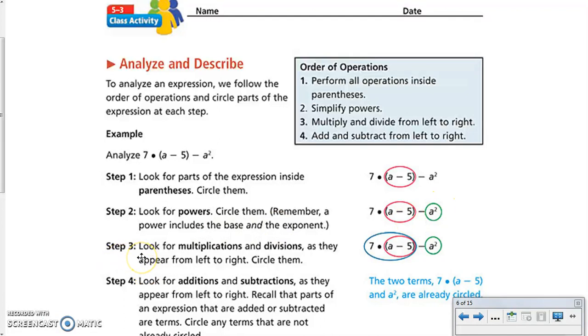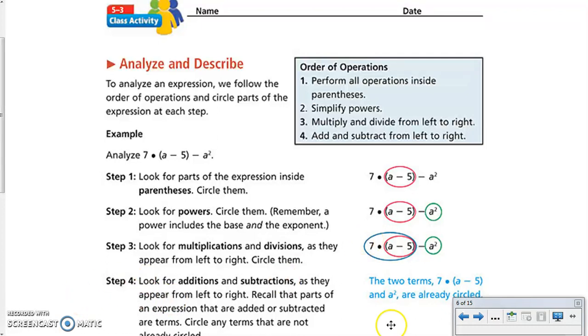Finally, step 3, look for multiplication and divisions, as they appear from left to right. So don't just randomly pick multiplications and divisions. Make sure that you go from left to right, just like you do when you're reading any kind of text. So we've got a new color here. It's blue, and they decided to circle it in blue because we are multiplying 7 times whatever the answer is going to be in the future for a minus 5.